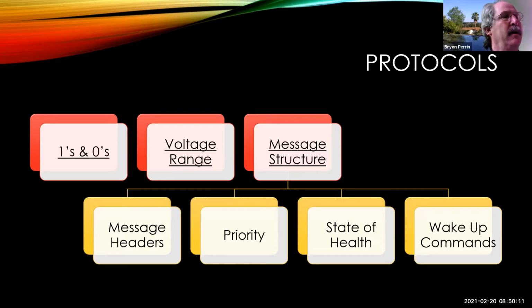So we talk about voltage range, and we talk about message structure. In the message structure, we have headers, says who it's coming from, maybe who it's going to, priority, state of health, I'm alive, wake up commands, I want you to do something. And wake up commands can be different on different networks, both in construction and protocol. So we can use the same network protocol, but one may have an internal wake up circuit.